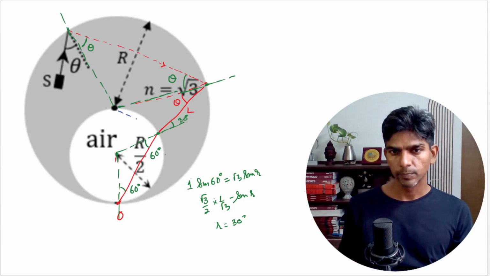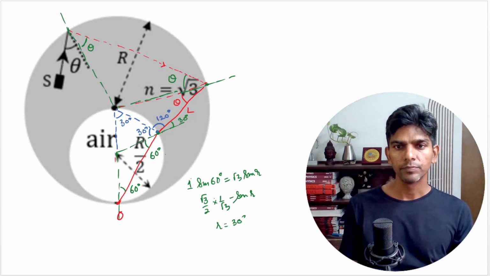So let me join these 2 points and these 2 points. So this angle is 60, and this angle in a semicircle is 90. So this angle will be 30 degrees. So this angle is also 30. So we can say this angle will be 120 degrees.